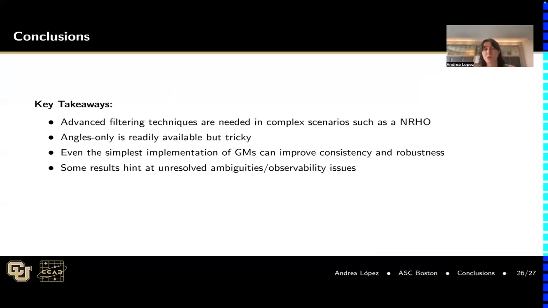So for the conclusions, key takeaways are that we are going to need advanced filtering techniques in these complex scenarios. You cannot just throw an EKF at it and hope for the best. Angles only is really cool, but it's also very tricky because you don't get that much information out of a measurement. Even the simplest implementation of a GM can improve our consistency and robustness across all of the cases that we looked at. And yet, some results hint at unresolved ambiguities or some observability issues. And this is something that I want to look a little deeper into in future work.